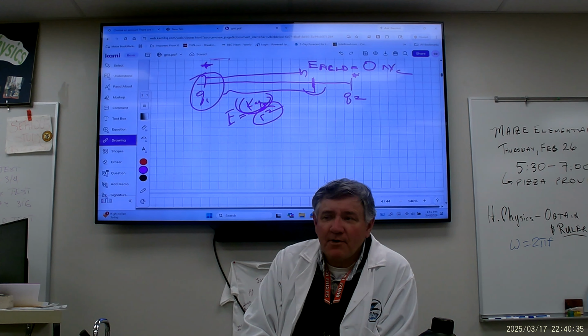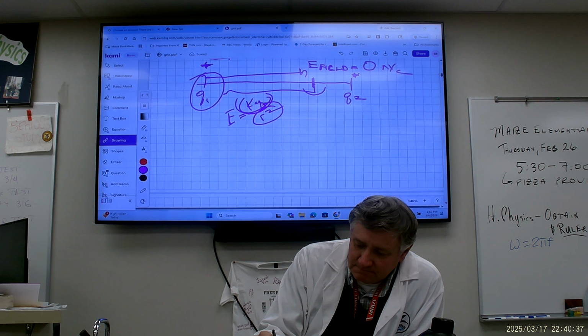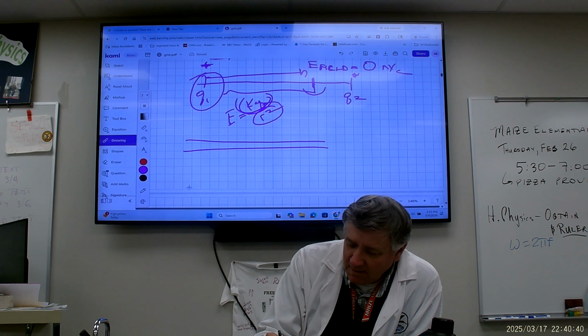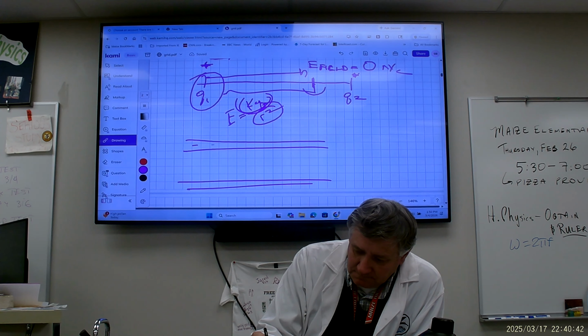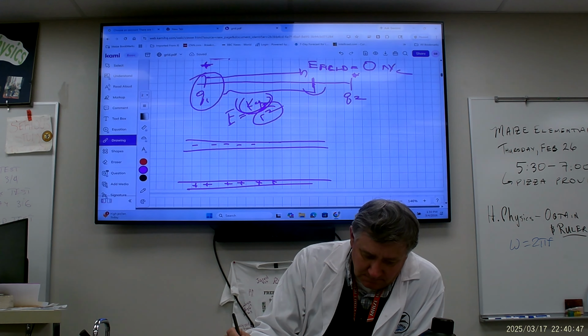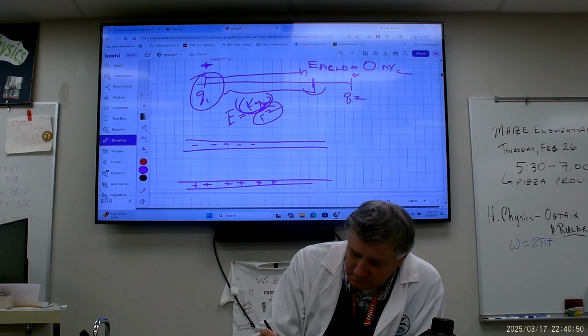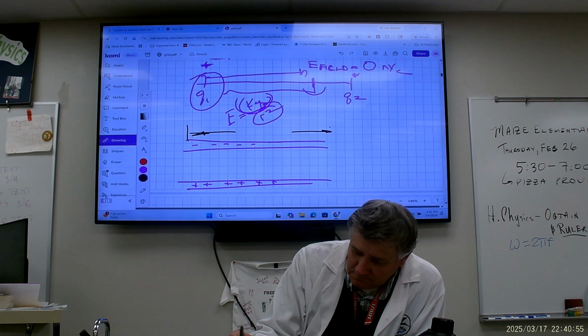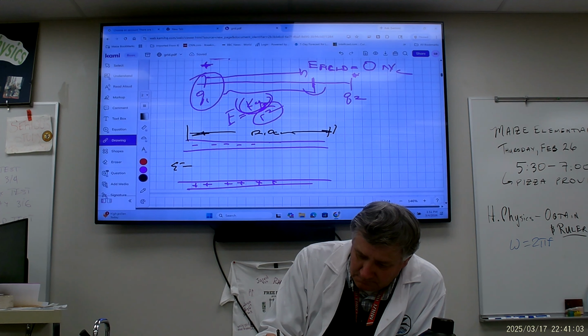Next problem, I promise you, will be there. Two plates? 225? It's not 12. This will say 12 centimeters. Yes, 12 centimeters. Two plates, I think that's 225, right?